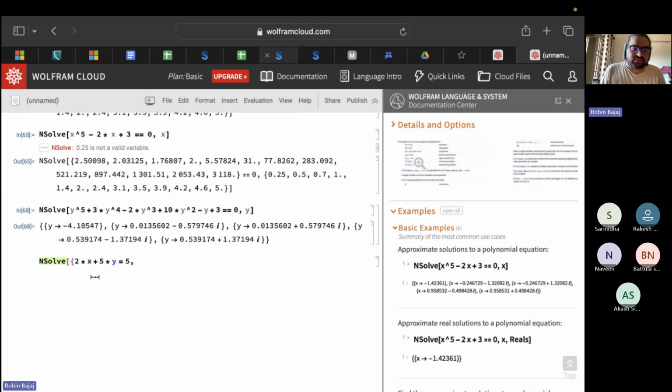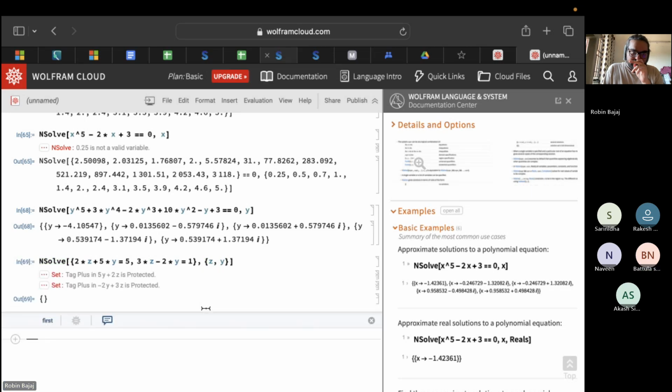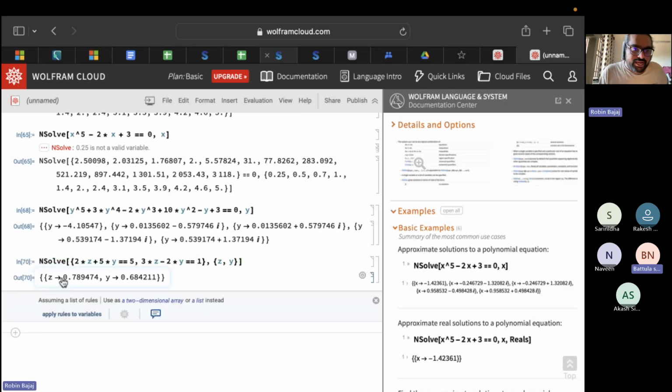It may not have a solution as well. Let's say z and 3z minus 2y equal 1. Okay, z comma y. It will give me both values. Oh, yeah, sorry. So you get two solutions.